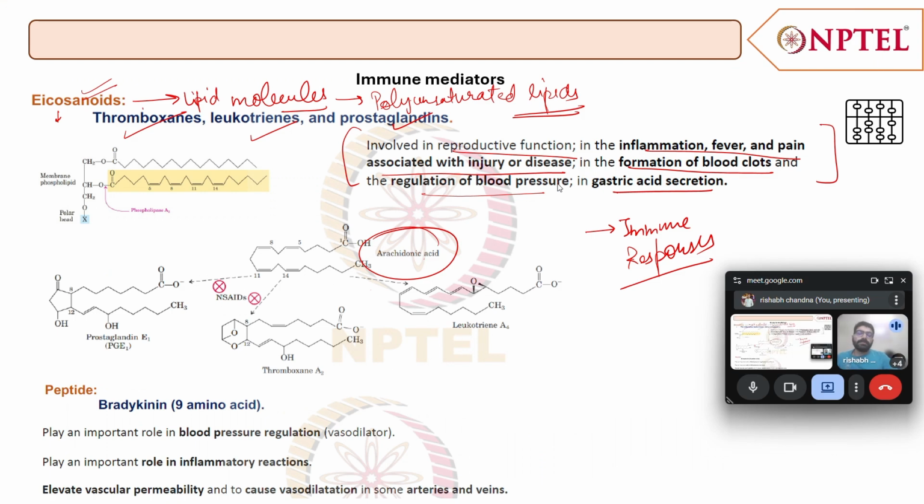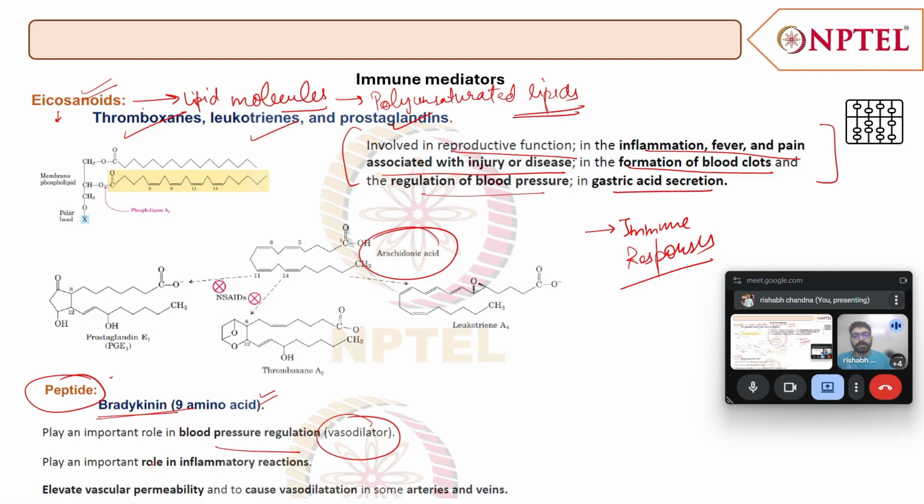So we saw amines, we saw lipids. Now we are moving towards peptides. Okay, so we have a peptide that is called bradykinin. Bradykinin is a 9 amino acid long peptide that helps in regulating blood pressure. It is a vasodilator. It dilates the blood vessels.